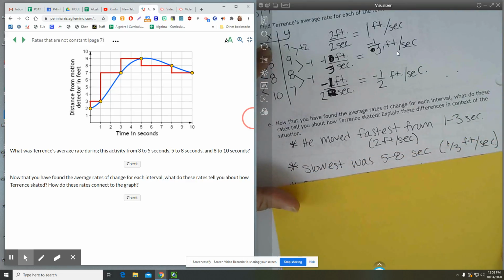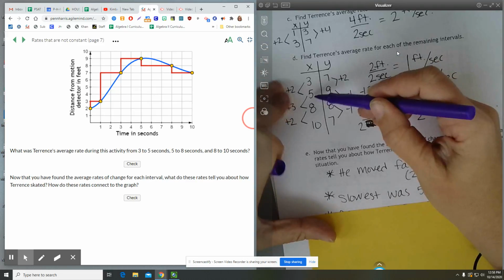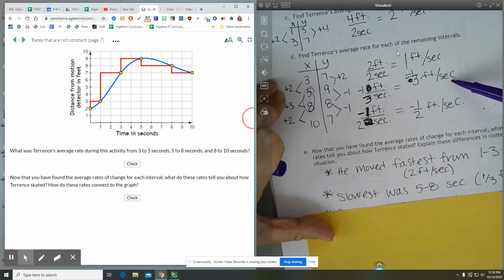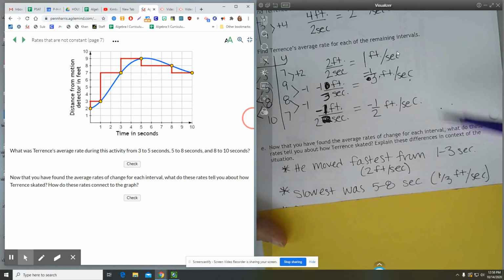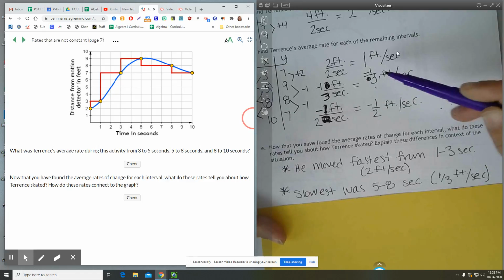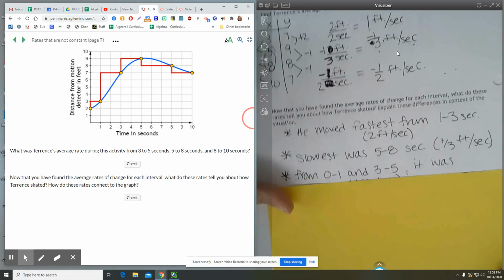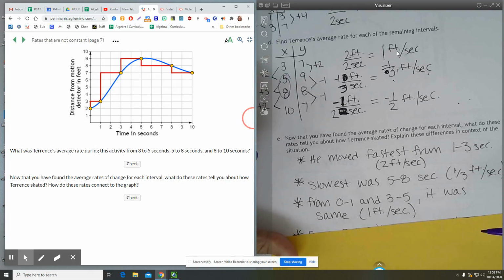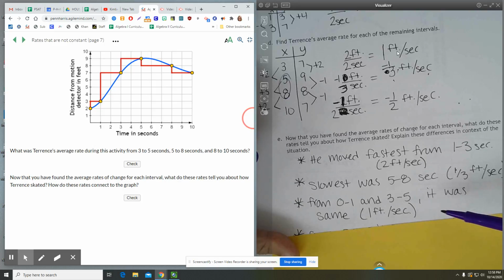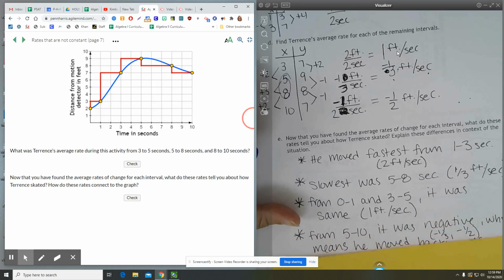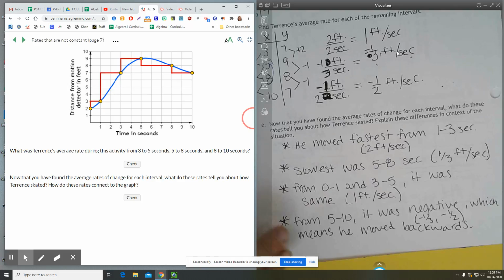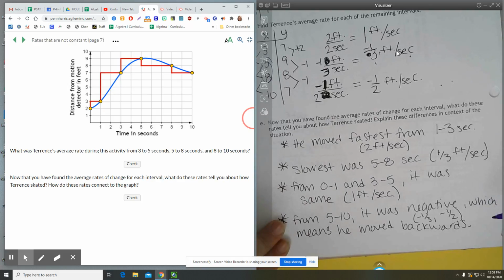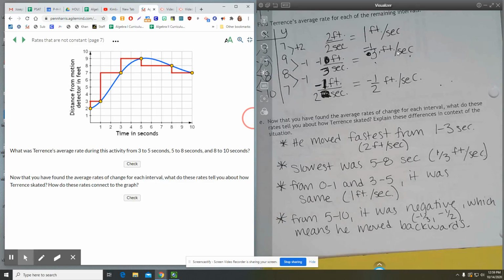His slowest time was from 5 to 8 seconds right here, where he was going negative 1/3 feet per second, which is really just traveling at 1/3. Again, all the negative meant was that he was moving backwards. And then from 0 to 1 foot and from 3 to 5 feet, he was traveling at the same speed of 1 foot per second. From 5 to 10 seconds, he was moving negative, again, which means that he was simply moving backwards. He wasn't going at a negative speed. Okay, let's go on.